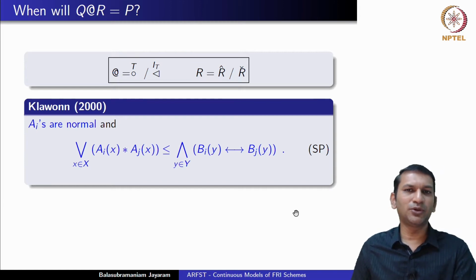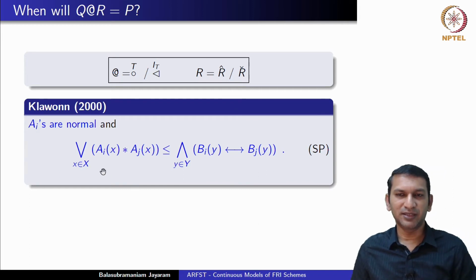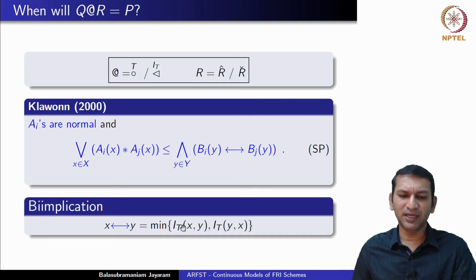Now, what is interesting about this condition is it decoupled the relation from its interpolativity. For instance, all it asked was that the antecedent should be normal, and it related the antecedents of the rules with the consequence through some operations which are again taken from the residuated lattice. Note that this bi-implication is given like this.